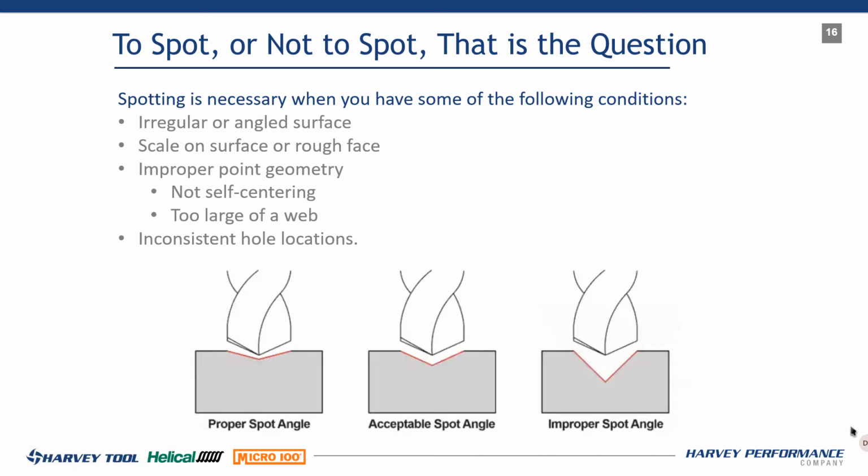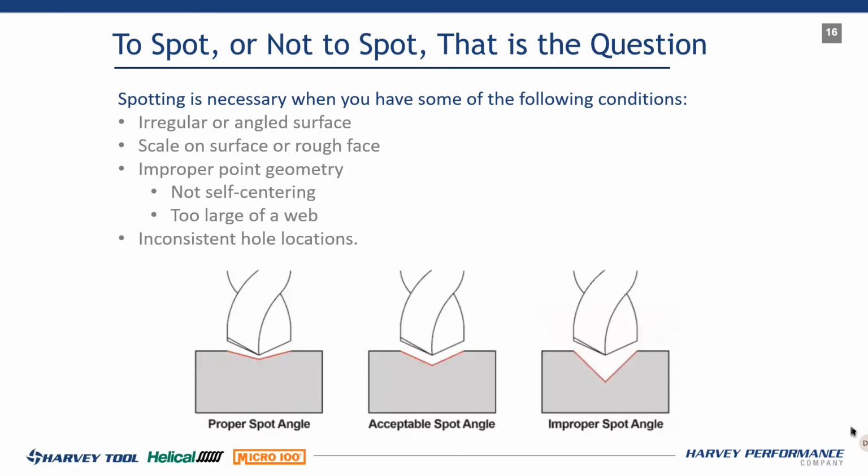Number one is an irregular or angled surface. If you have some kind of angled surface, and I'm not talking where you're going to use a flat bottom drill. We're not talking about flat bottom drills because we can get into a whole conversation. I'm talking if you have an irregular surface that's a little bit rough, you're going to want to use a spot. If you have scale on the surface or a rough face, and maybe you ran it faster because the surface isn't critical, the apex or point of that drill could move off. So you want to put a spot in there with proper point geometry.